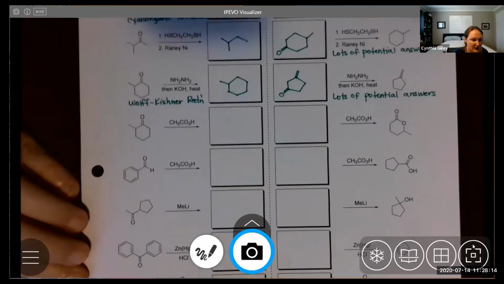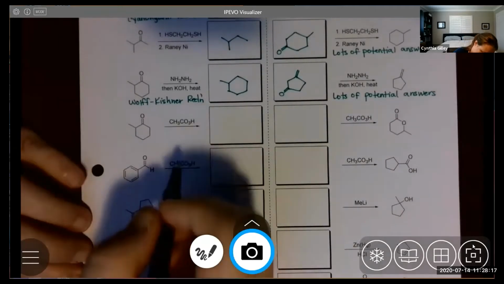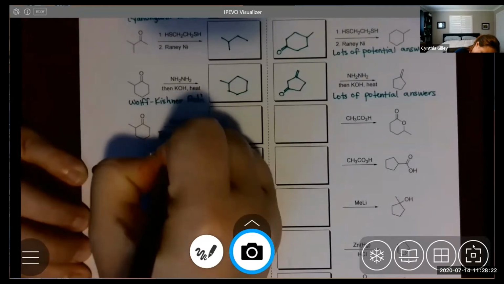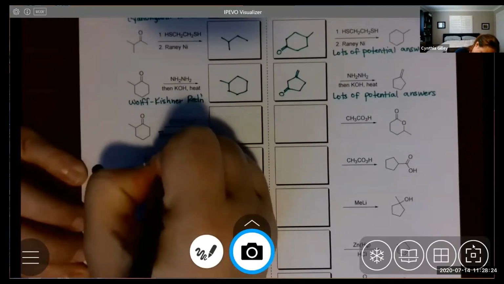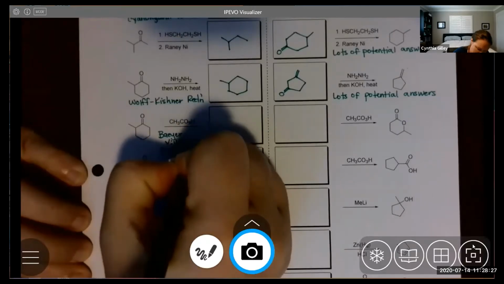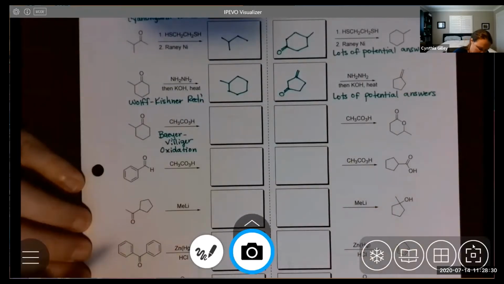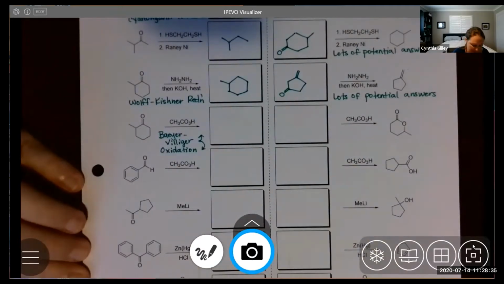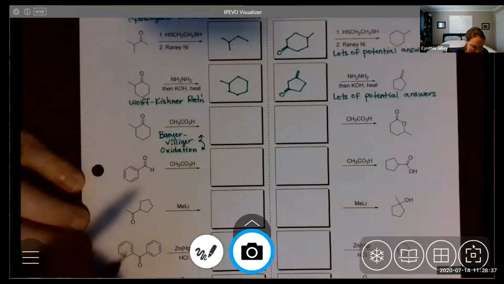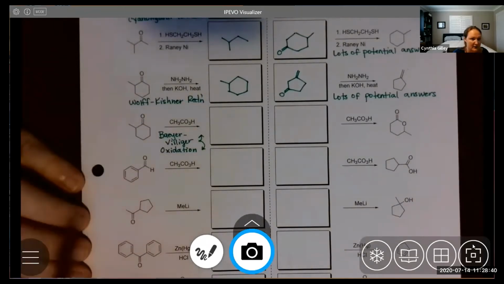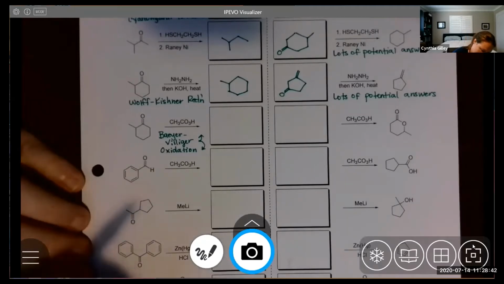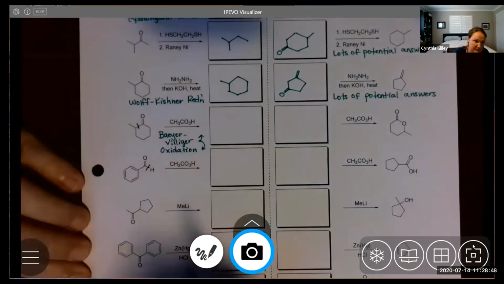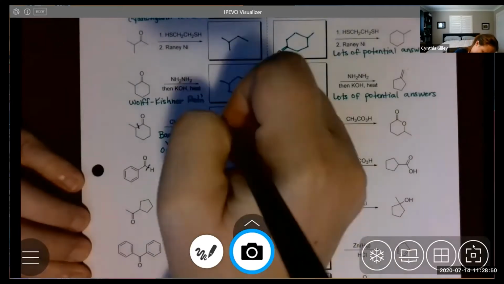Okay, the next reaction is a Baeyer-Villiger oxidation. In fact, the next two are Baeyer-Villiger oxidations. And so they are using peroxybenzoic acids, and we just have to look and see where the oxygen is going to insert. So in this case, it's going to insert here, and so we just have to carefully draw that.